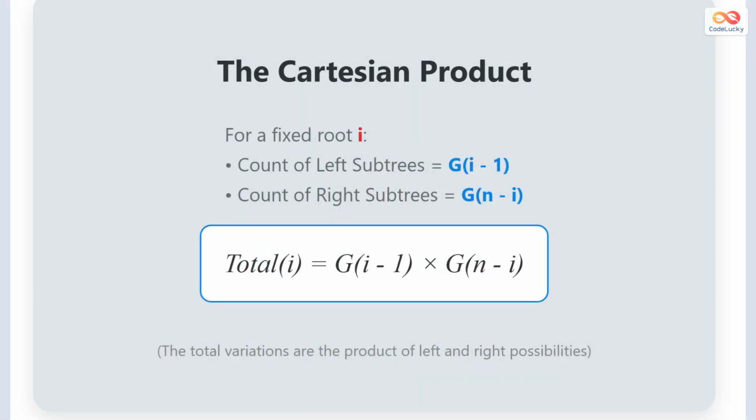Once we fix a root, i, the number of ways to form the whole tree is the product of the number of ways to form the left subtree and the number of ways to form the right subtree. This is because every valid left configuration can be paired with every valid right configuration. This is the Cartesian product principle.